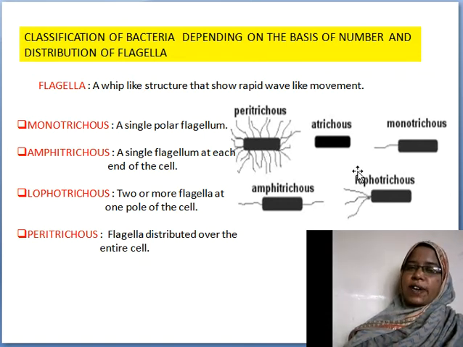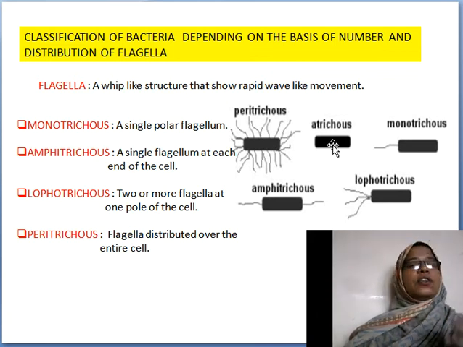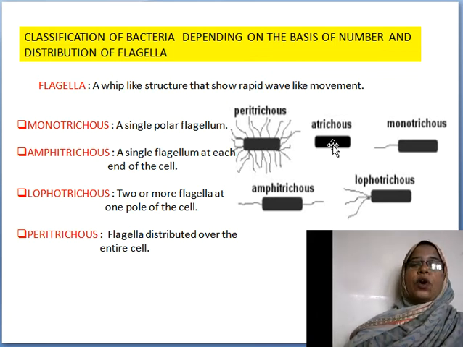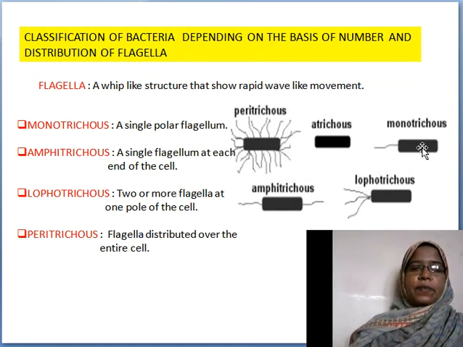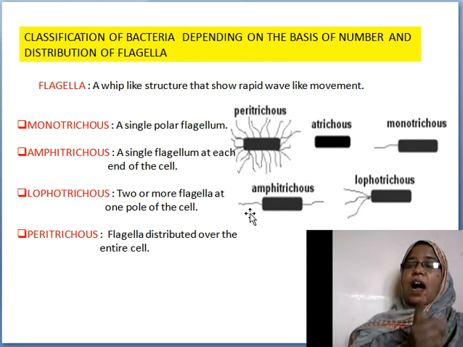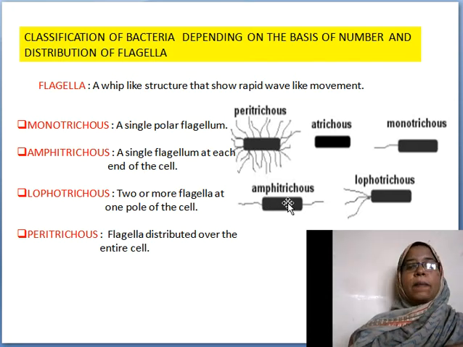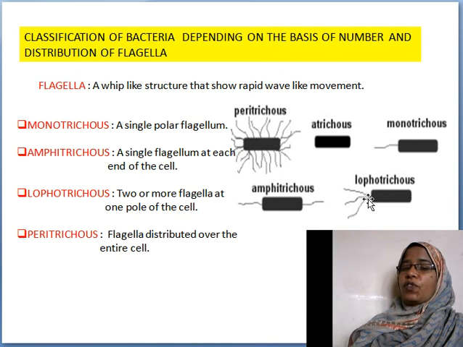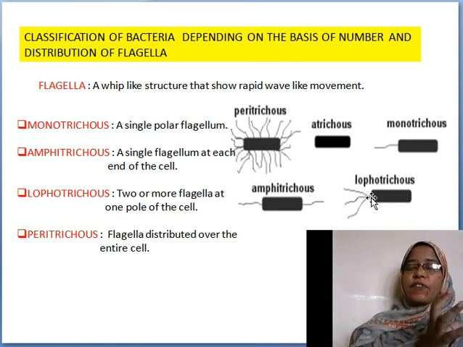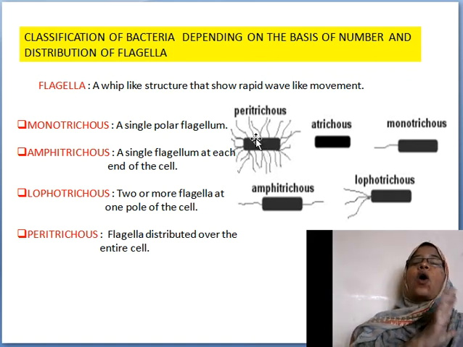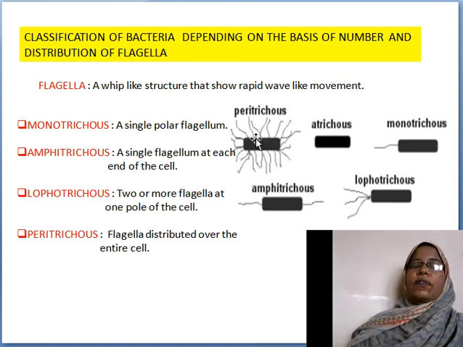Let us just revise. Atrichous, there is no flagella. Monotrichous, only one flagellum. Amphitrichous, a single flagellum on either side of the bacteria. Lophotrichous, a tuft of flagella on one end. Peritrichous, flagella all over the body of the bacteria.